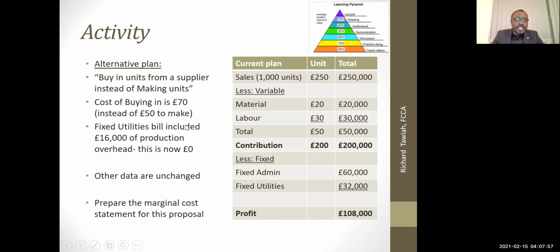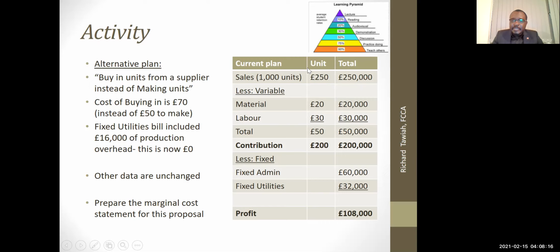Now, fixed utilities bills include 16,000 of production overhead. It will now be 0, so we will not incur any utility bills. The 16,000 will be gone. We will only be incurring the fixed amount, the administrative portion. Other data will remain unchanged. Prepare the marginal costing sheet.